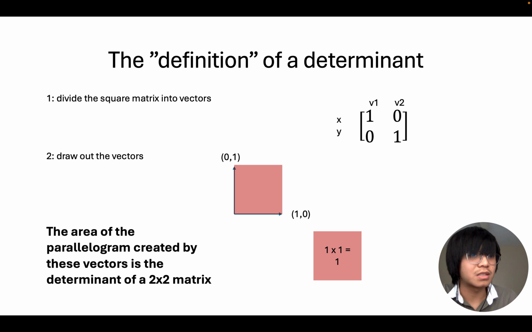And, as you can see, the area of the parallelogram created by these vectors is the determinant of the 2 by 2 matrix. You can see here, 1 times 1 is equal to 1. And if you follow the diagonal rule for diagonal matrices, the determinant is just these multiplied, so it's just 1. All right, let's go through some more examples.